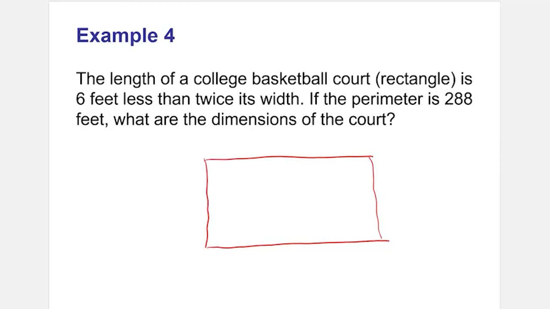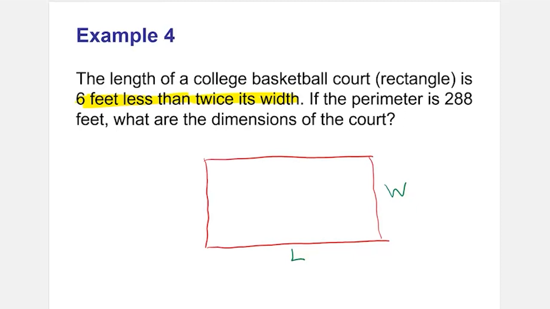So the length of a college basketball court, which is rectangular, is 6 feet less than twice its width. Okay, so how are we going to turn that into some kind of equation? Let's call this length and we'll call this width. And what does it say? The length is 6 feet less than twice the width.